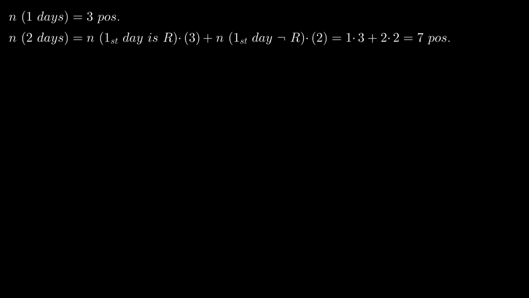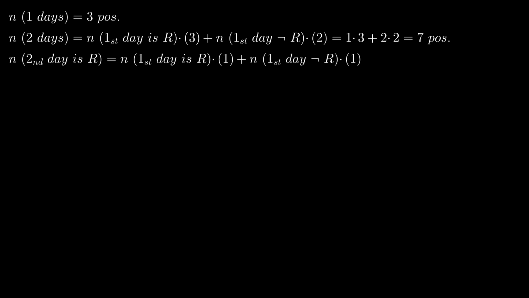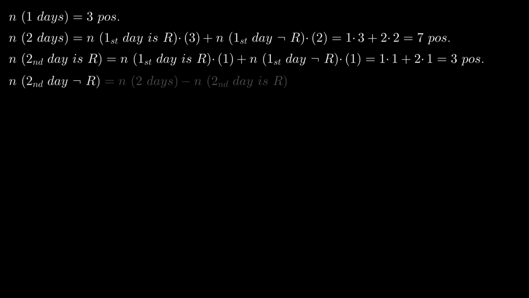What do we do now? In order to find the 3-day vacation possibilities, we just follow the same formula. We calculate the possibilities that the second day is a rest day and the possibilities that the second day is not a rest day. So we have possibilities that the second day is a rest day, which is the possibilities that day 1 is a rest day times 1, plus the possibilities that day 1 is not a rest day times 1. So it's 1 times 1 plus 2 times 1, which is 3 possibilities. And the possibilities that the second day is not a rest day, we just subtract the possibilities that the second day is a rest day from the total amount of possibilities for the second day. So it's 7 minus 3 equals 4 possibilities.